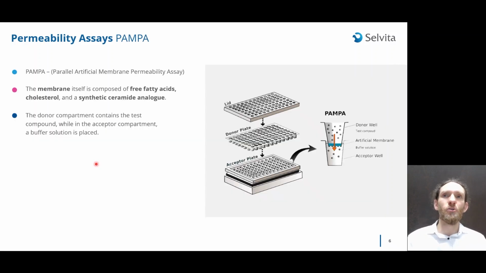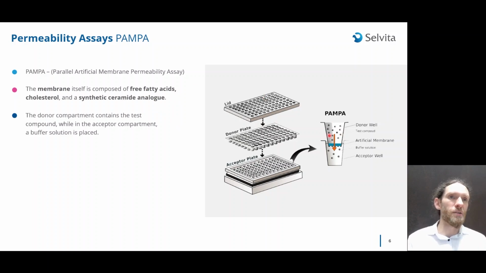The first assay to introduce here is PAMPA. PAMPA is short of Parallel Artificial Membrane Permeability Assay. This is purely artificial assay. So we have an artificial membrane composed of 3 fatty acids, cholesterol, synthetic ceramide analogs. Technically, it looks like this.